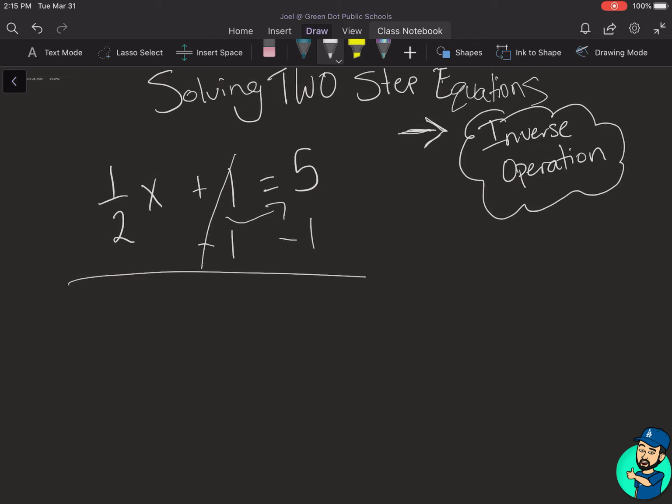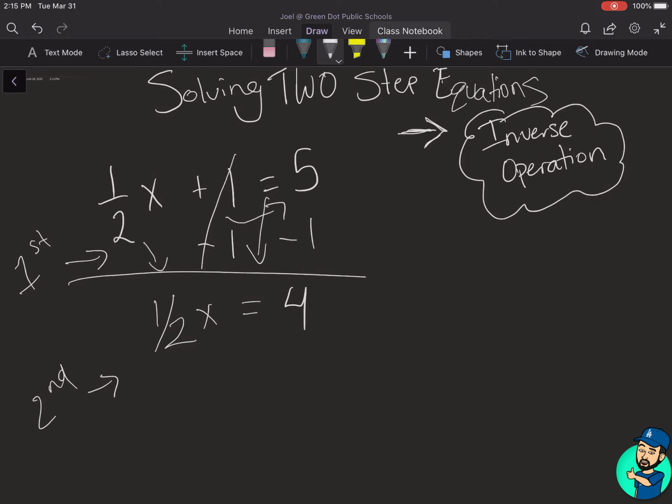Now this cancels out. I bring down the half of x, bring down the equal sign. 5 minus 1 equals 4. Now that was step number 1, the first step. Now the second step would be to, guess what?